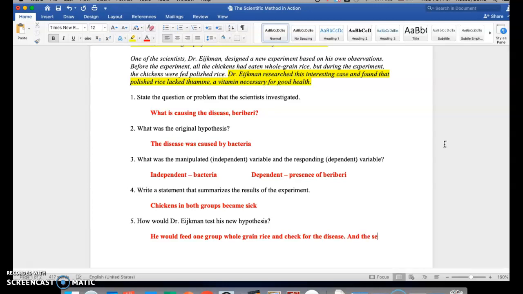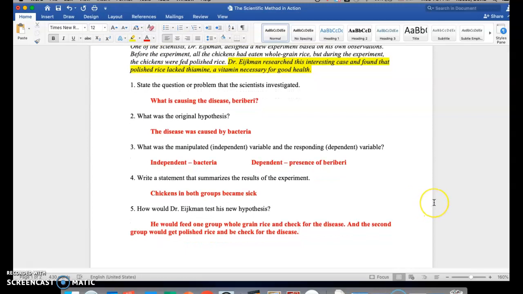And the second group would get polished rice and be checked for the disease. Okay, and then he would compare the chickens who ate the whole grain rice with those that ate the polished rice. And it did work out that he found that those that ate the polished rice were the only ones that were getting sick.